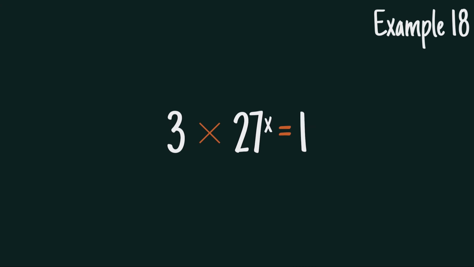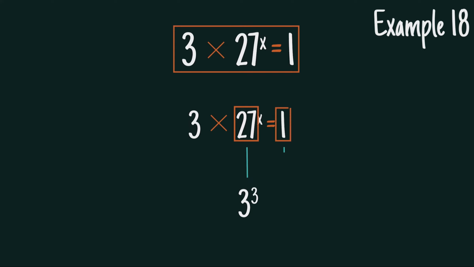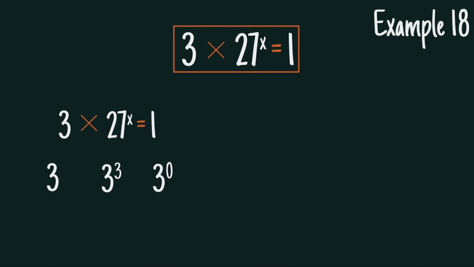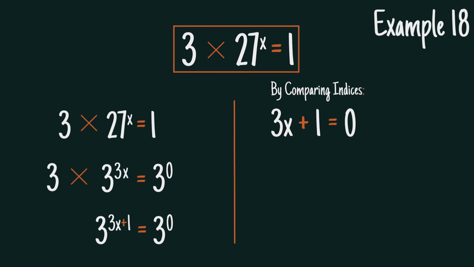Example 18 is similar to the previous example. 27 is 3 to the power of 3, and 1 can be written as 3 to the power of 0. So the equation can be rewritten as this. And using the first law, we can write the equation as 3 to the power of 3x plus 1 equals 3 to the power of 0. Next, comparing the index on both sides of the equation, we will get 3x plus 1 equals 0. And rearranging the terms, we will get x equals negative 1 over 3 as the answer.